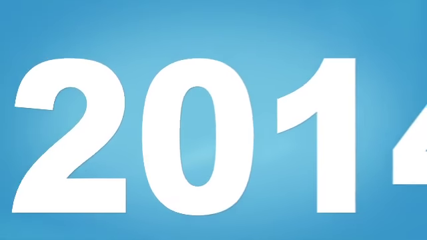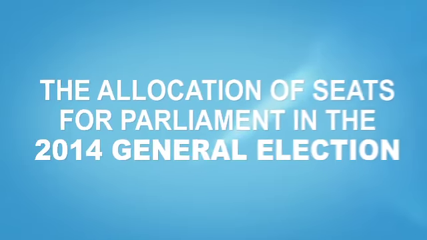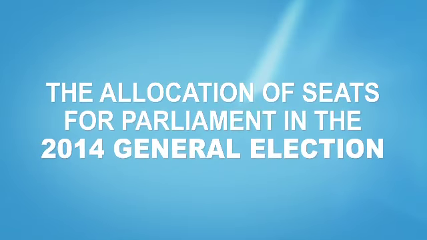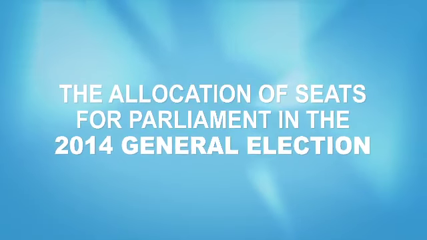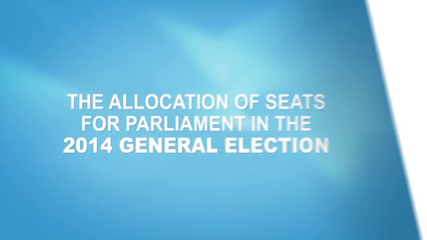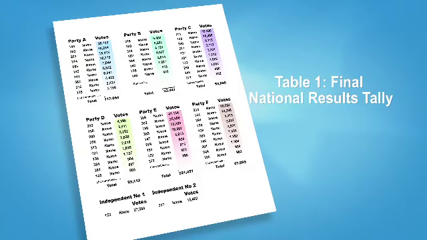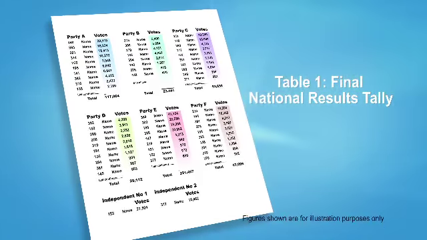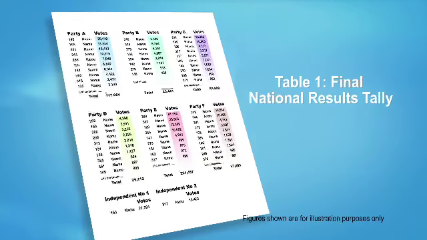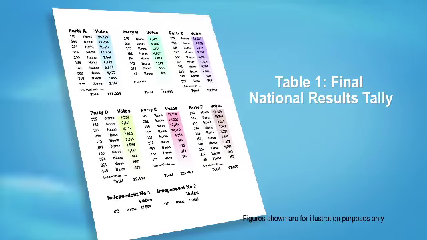In the 2014 general election, the Fijian Electoral Commission will determine from the total number of votes which 50 candidates will occupy the 50 seats of parliament. When the results from all polling stations have been received and then tallied in the National Results Tally Centre, the final national results tally will be delivered to the Electoral Commission by the Supervisor of Elections.